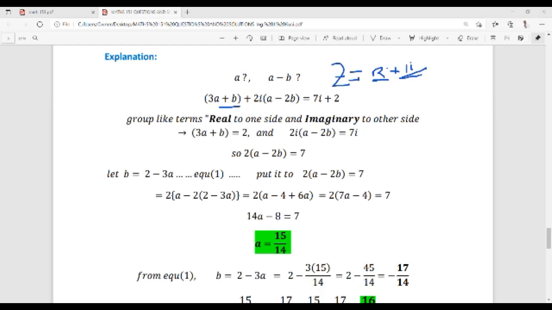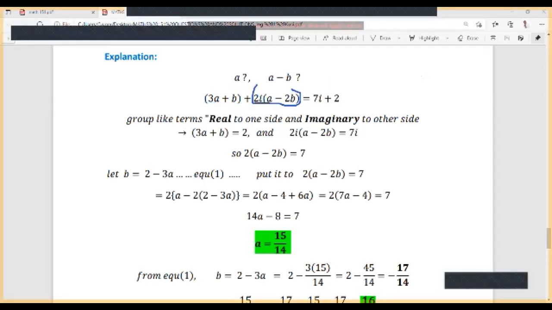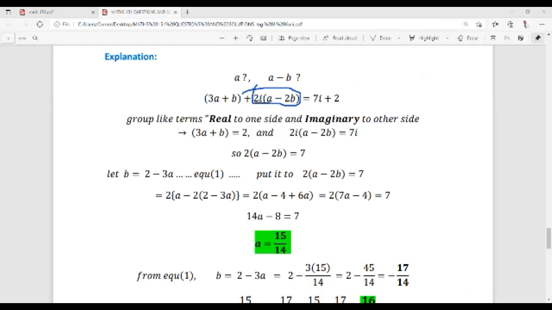So you're okay with that? So if you look at it, this is 3A plus B, there is no I attached to it. So we can call this one the R, the real part. And this one, you see that the whole of this plus even the 2 is multiplying the I. The I is attached to all of them. So we can call the whole of this the imaginary part, right?